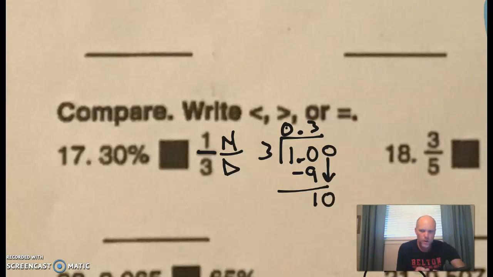Well, isn't that the same problem? 3 going into 10 again, so it's 3. Right? We could do it again if we want. It's going to be 9. It's going to be 1. We can add another 0. It's going to be 3 again. Okay? So let's look at that.